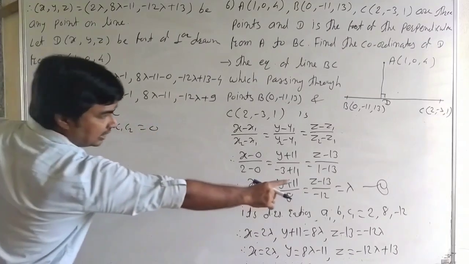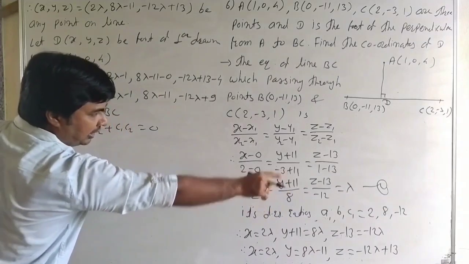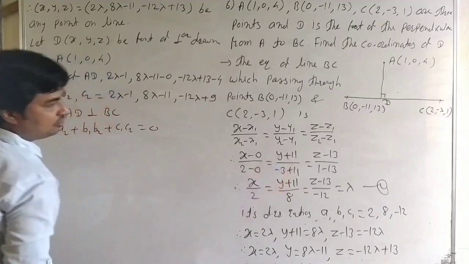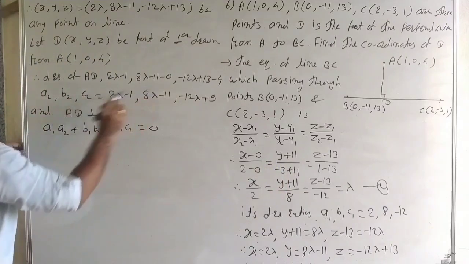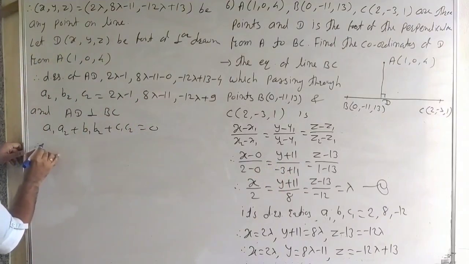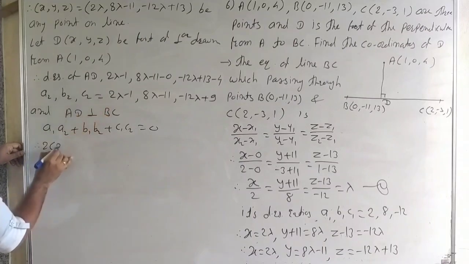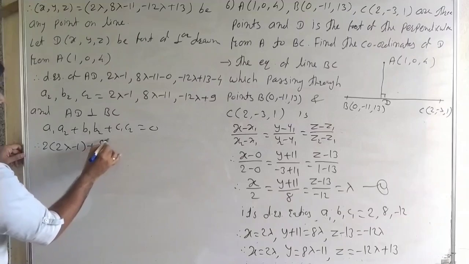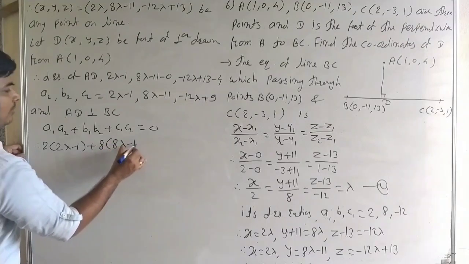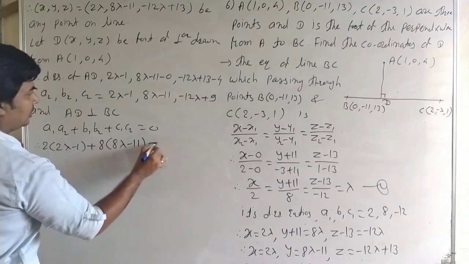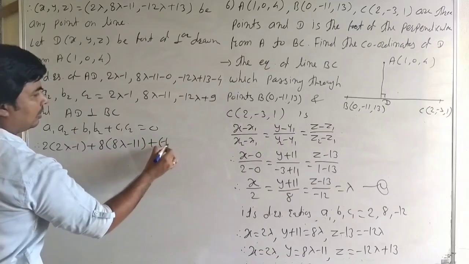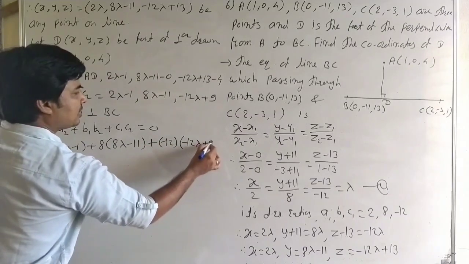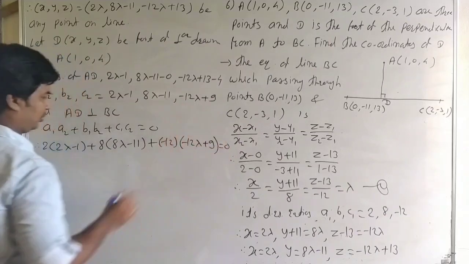A1 is 2, A2 is 8, and so it is A1 = 2, B1 = 8, and C1 = -12. Put the values in. Therefore, you can write 2 into (2 lambda minus 1) plus 8 into (8 lambda minus 11) plus minus 12 into (minus 12 lambda plus 9) is equal to 0.